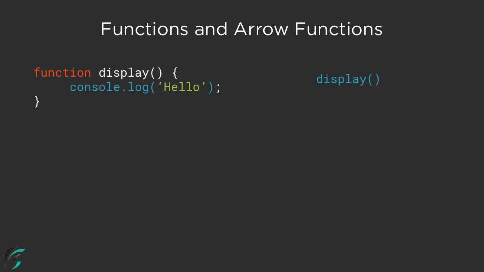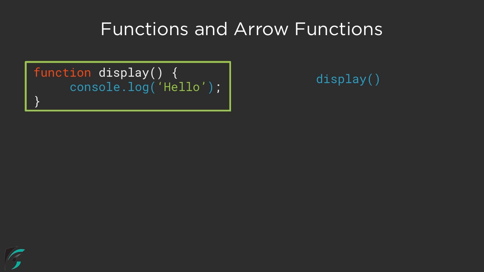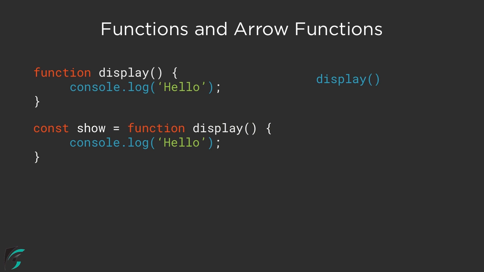Now in JavaScript, everything is an object. For example, this whole function is an object. So we can store this function within a variable. So now this variable show is referring to this function of display. So everything such as the function name along with the function body remains the same. Just that we have assigned it to a variable of show here.